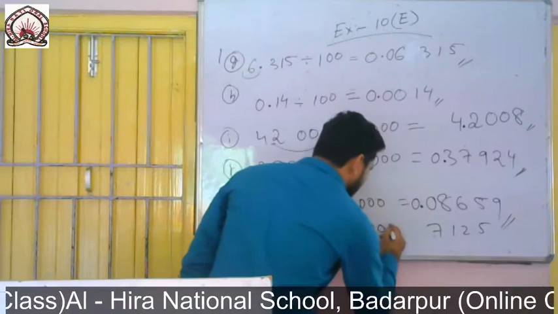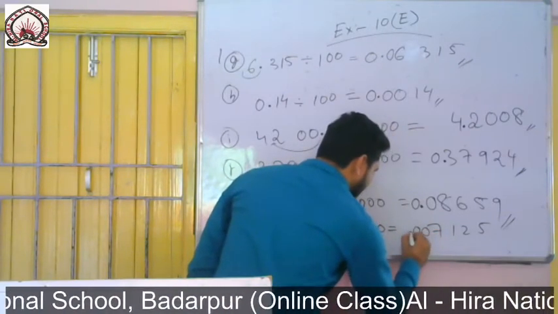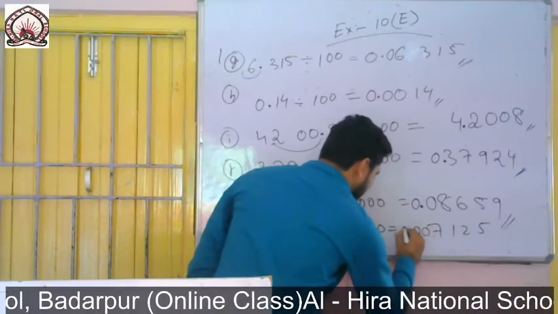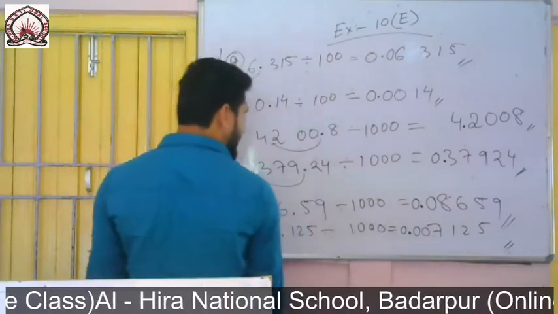Okay, so you put 1 is there, so 1 2. After that you put the point. Okay, that will be the answer, 0.007125.